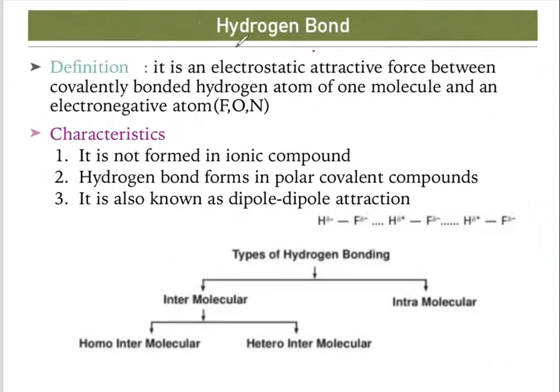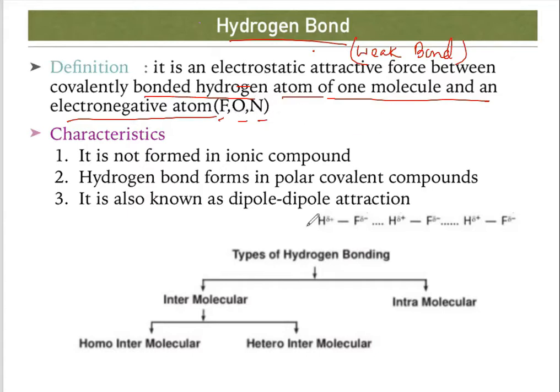Next we are going to discuss hydrogen bond. Hydrogen bond is a weak bond. Let us now discuss the definition of hydrogen bond. It is the electrostatic attractive force between a covalently bonded hydrogen atom of one molecule and an electronegative atom of another molecule, like fluorine, oxygen, and nitrogen. So what is the meaning? The meaning is there is a force of attraction between hydrogen and one of the more electronegative elements.